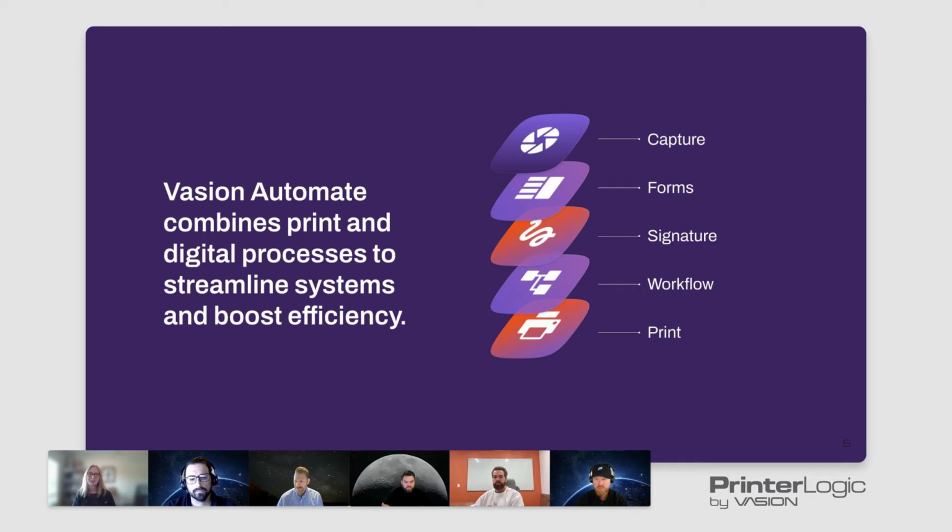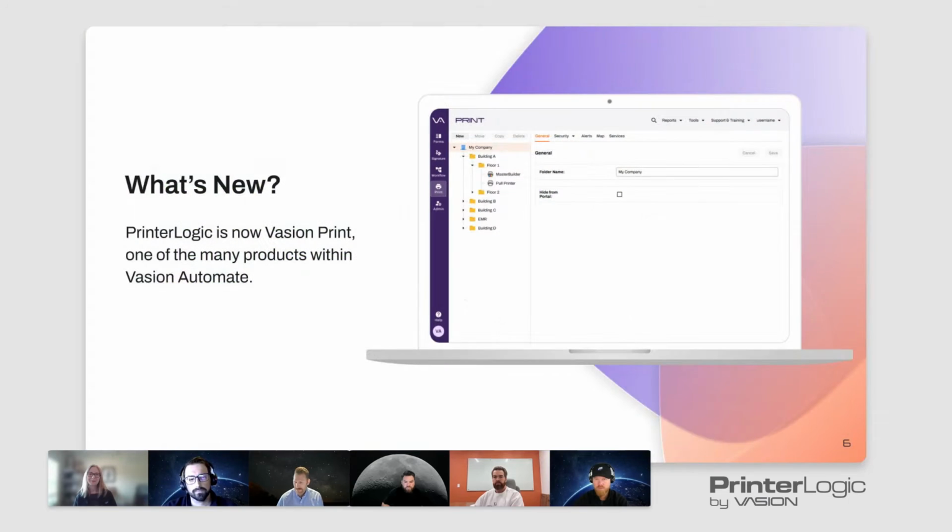So why don't we look at what's new? Well, PrinterLogic is now branded as Vasion Print in the admin console, one of many products in Vasion Automate. But the great part is that your admin experience has not changed at all. The admin console functionality remains exactly the same, but now you'll have that left rail that shows up on the side so that you have access to these great new features. And your end users, their experience doesn't change at all.